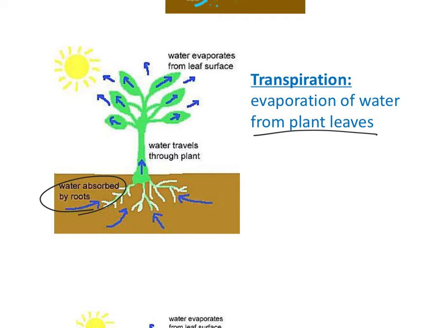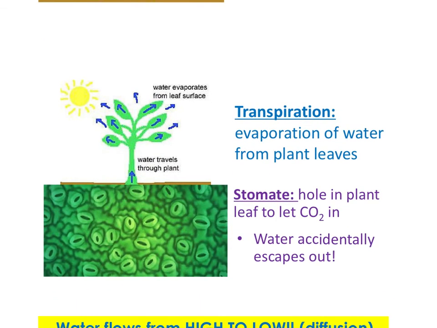So transpiration is a bad thing. Transpiration is when the plant is losing water through its leaves. The reason that this occurs is due to these tiny holes called stomates.